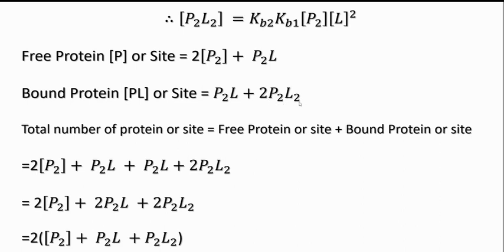So when we talk about the total number of sites, or total number of protein, we say it is the free protein plus the bound protein. For the total number of sites, we have 2P2 plus P2L for the free sites, and then for the bound sites we have P2L plus 2P2L2. When you sum it and factorize, you're going to have 2 into P2 plus P2L plus P2L2. If you're writing this down, it will help you make a lot of sense.